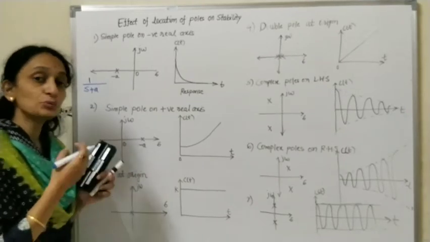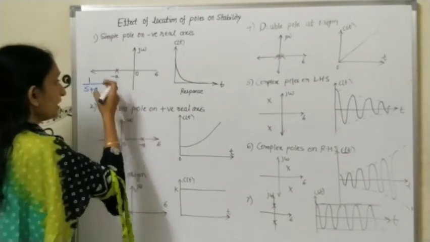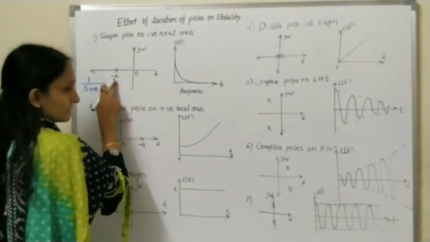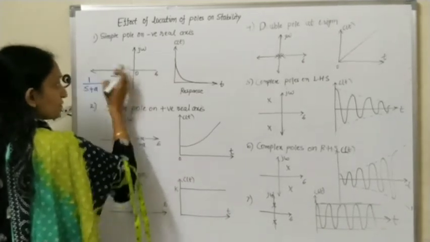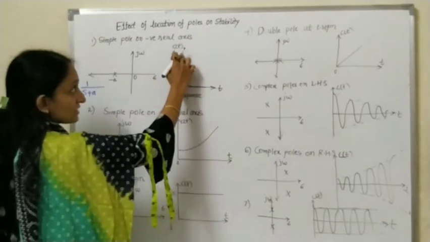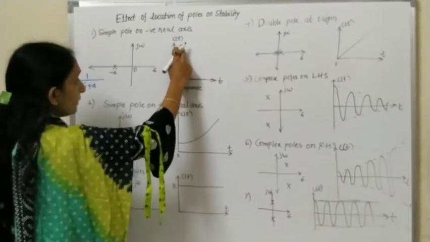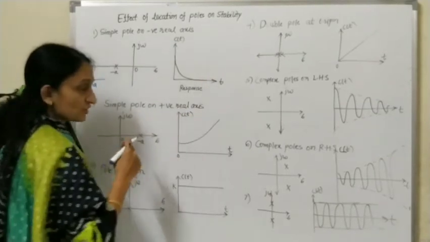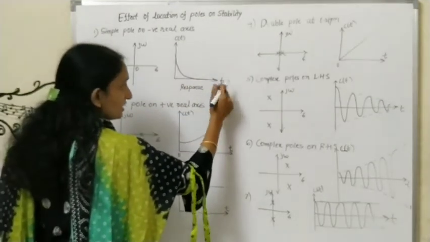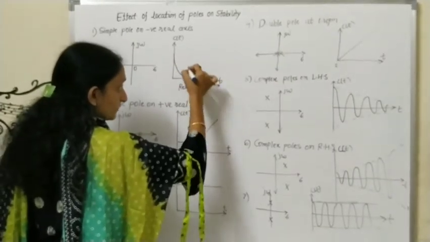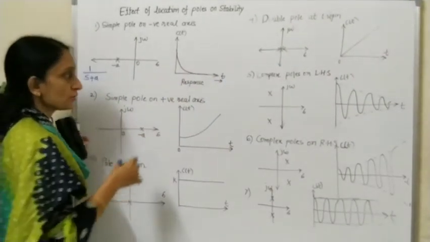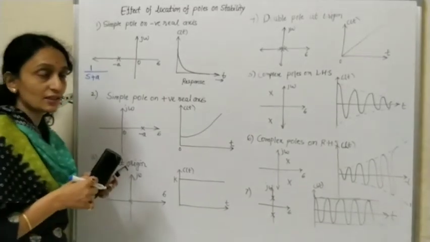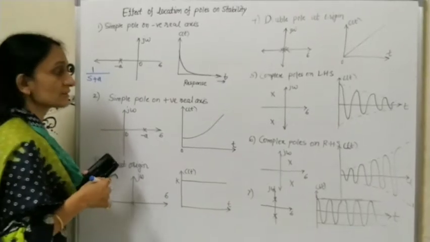Now we will see the output response because of the variation in the location of poles. Here the pole is at minus a, on the left hand side of the j omega axis, and c of t is the output. The impulse response is an exponential response, but as the time t increases, this response will reach 0. When the output is reaching 0, that is a stable output and the system will be stable.